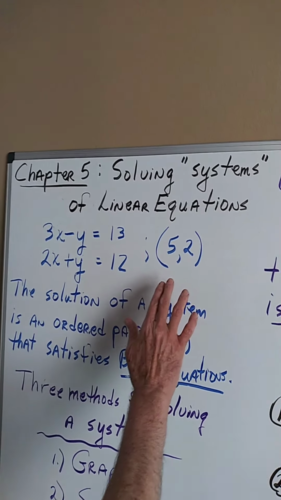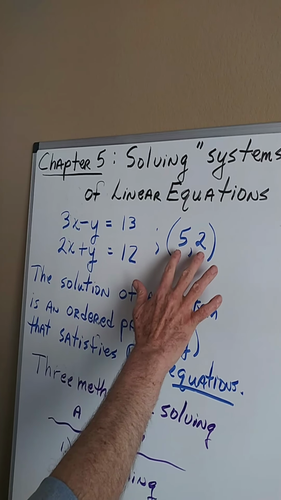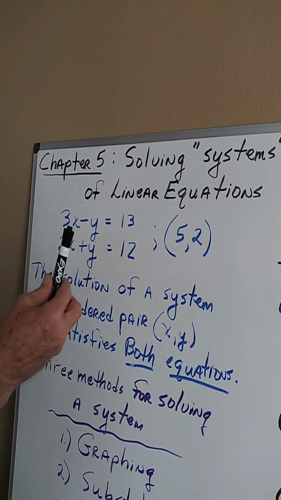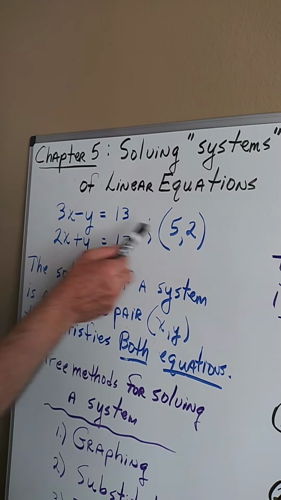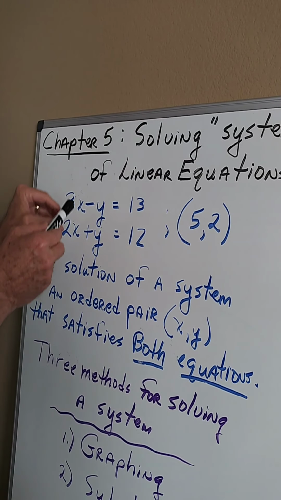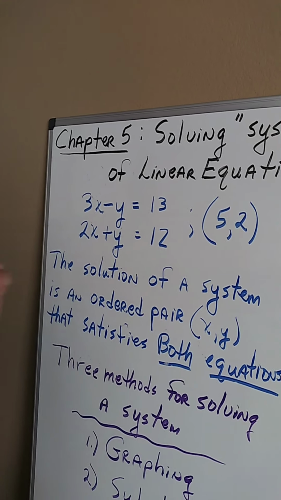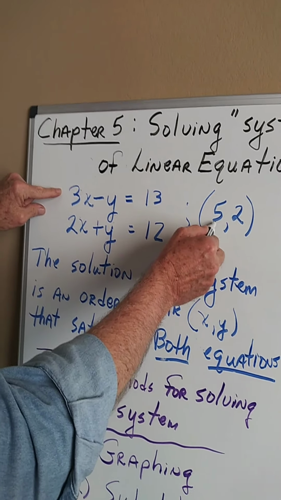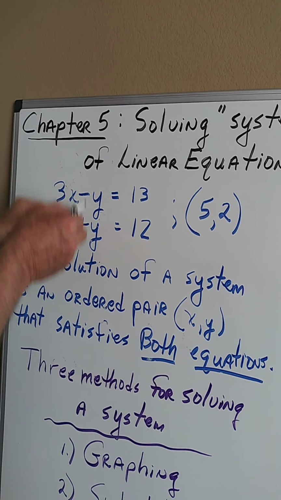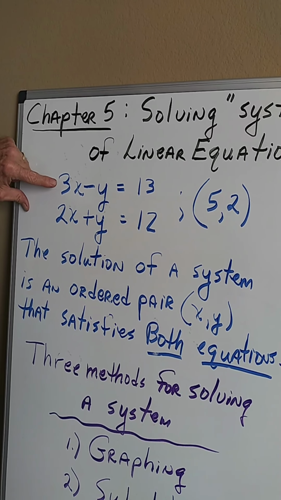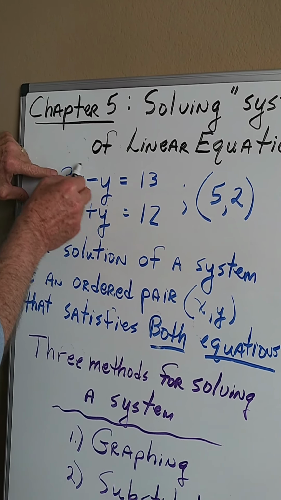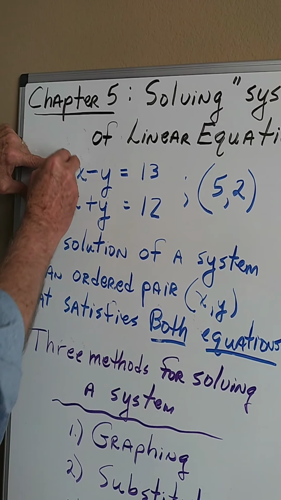So we're just going to begin with a hypothetical ordered pair of 5, 2. And what we want to determine is, does this ordered pair 5, 2 satisfy both equations? Is it a solution of both? What we do to determine that is take the x value of 5 and the y value of 2 and substitute them in place of x and y in both equations. Let's do it to the first one and see what we get as a result when we do the mathematics on the left-hand side.